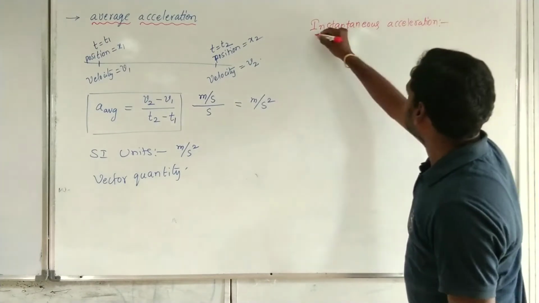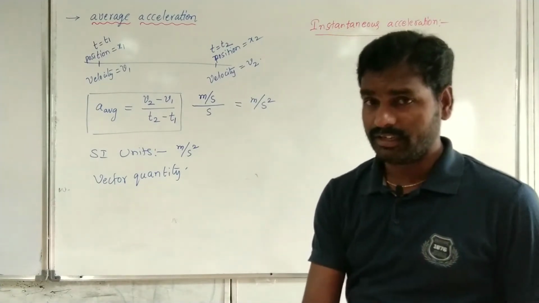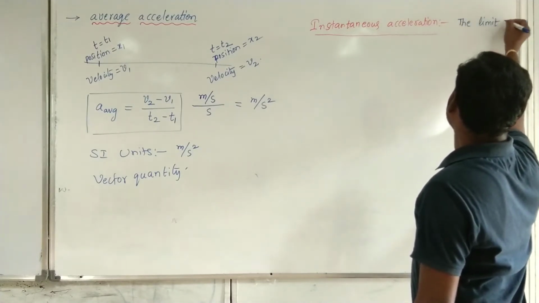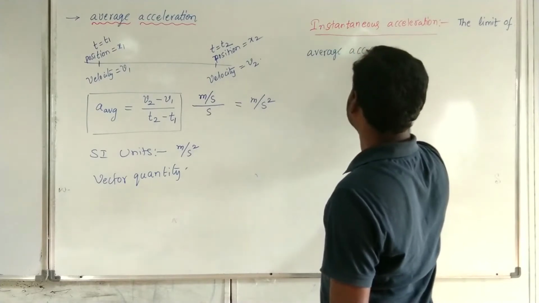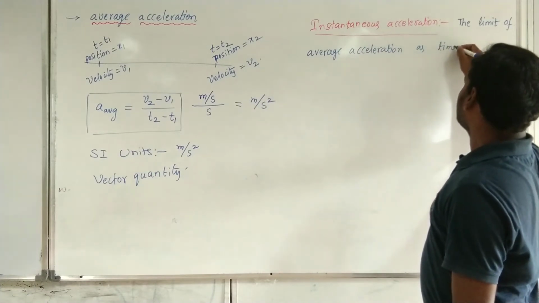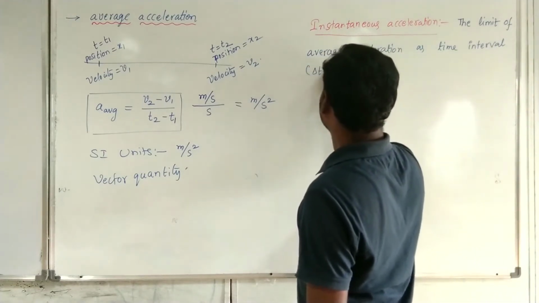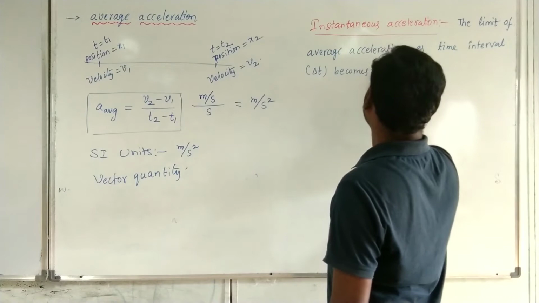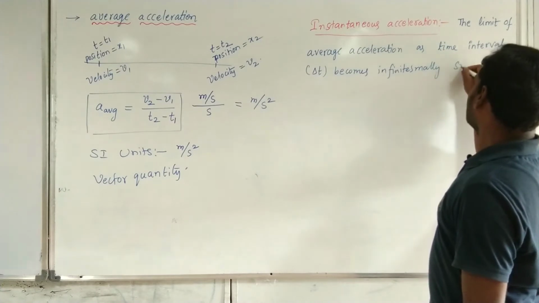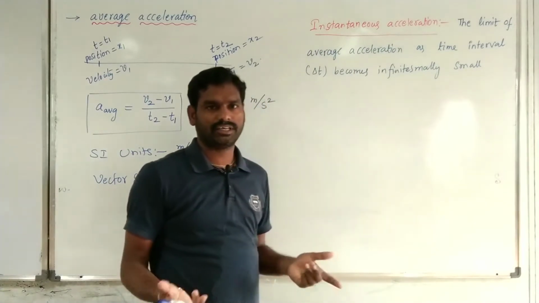We defined instantaneous velocity in the previous class. In a similar way, we can define instantaneous acceleration here. The instantaneous acceleration can be defined as the limit of average acceleration as the time interval delta t becomes infinitesimally small, that is, at a particular instant of time the time interval is approximately equal to 0.